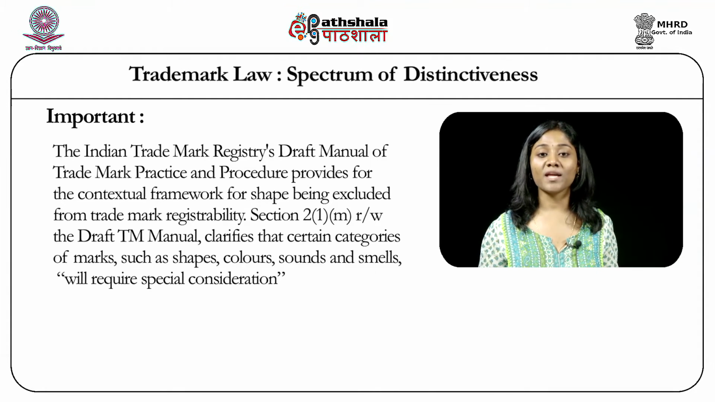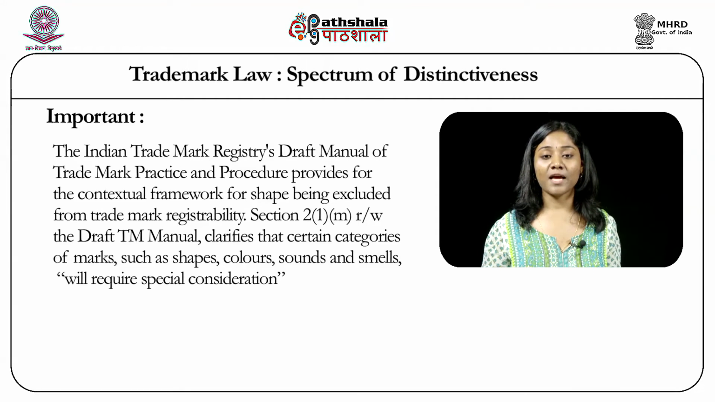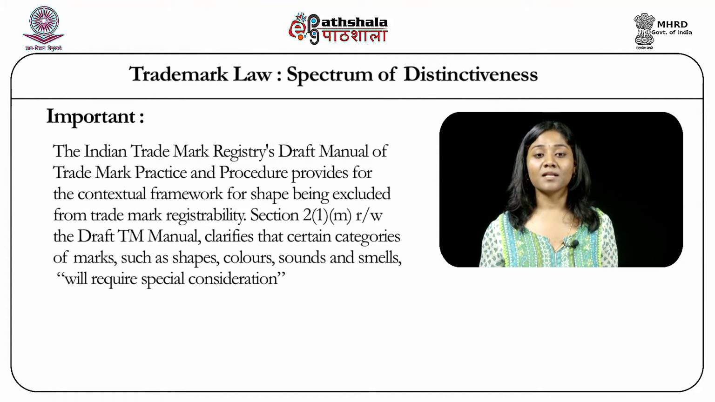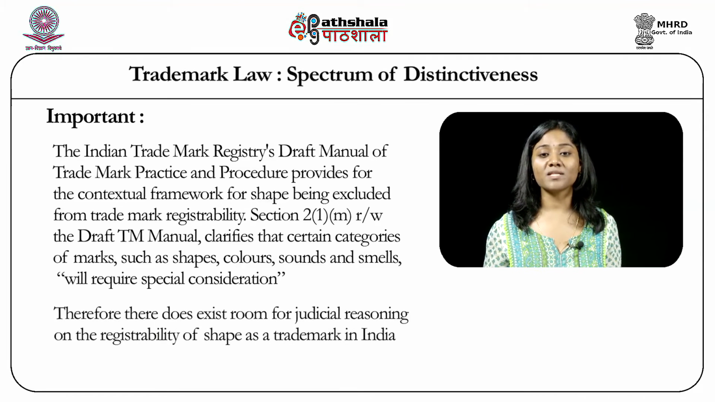So when Section 2(1)(m), which describes what a mark is, is read with the draft TM manual, it clarifies that certain categories of marks such as shapes, color, sound and smell will require special consideration. What it essentially means is that there is room for judicial reasoning so as to understand whether there is registrability of shape as such in trademark. So far, shape has not been granted as a registrable trademark. However, in the States, a good example would be the Coke bottle. The shape of the Coke bottle is known as a trademark for Coca-Cola.